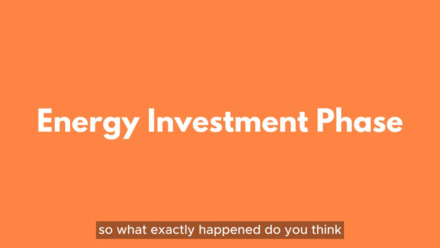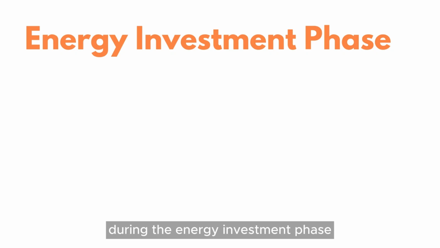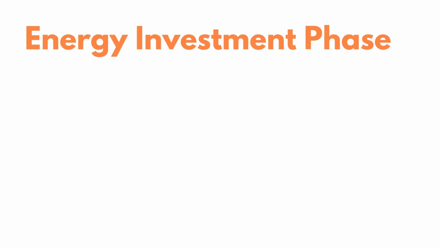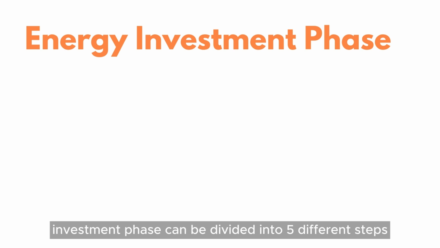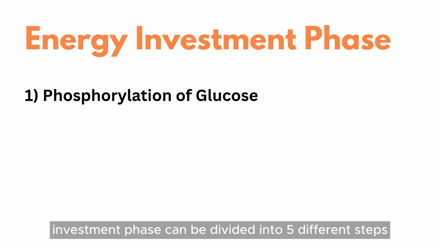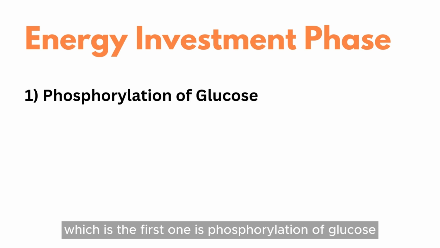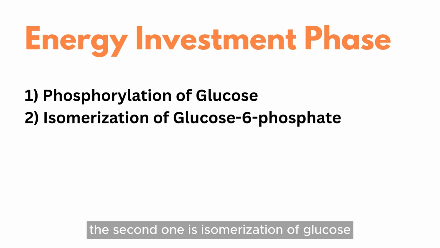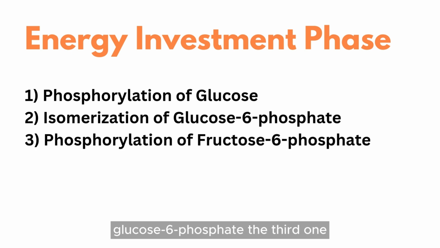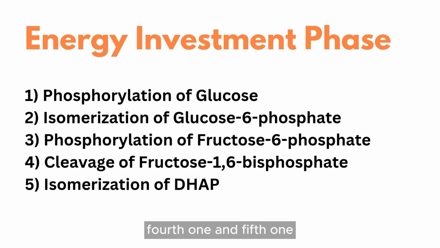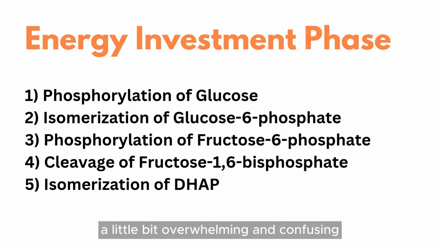So, what exactly happens, do you think, during the energy investment phase? The energy investment phase can be divided into five different steps. The first one is phosphorylation of glucose, the second one is isomerization of glucose 6-phosphate, then the third, the fourth, and the fifth. I know all of this might sound a little overwhelming and confusing, but don't worry, we'll go through all of it and I'll explain it the easiest way possible.